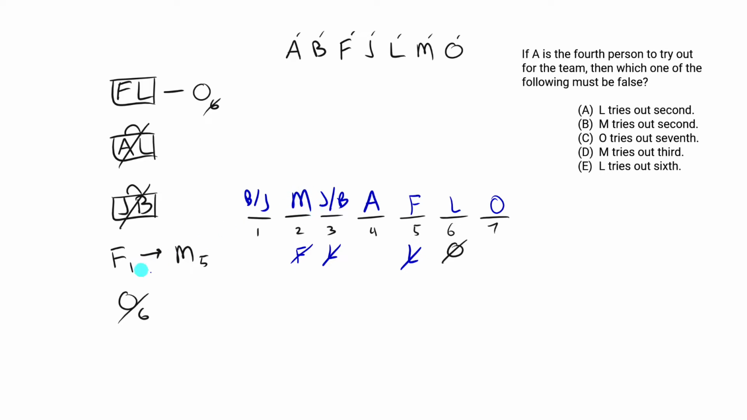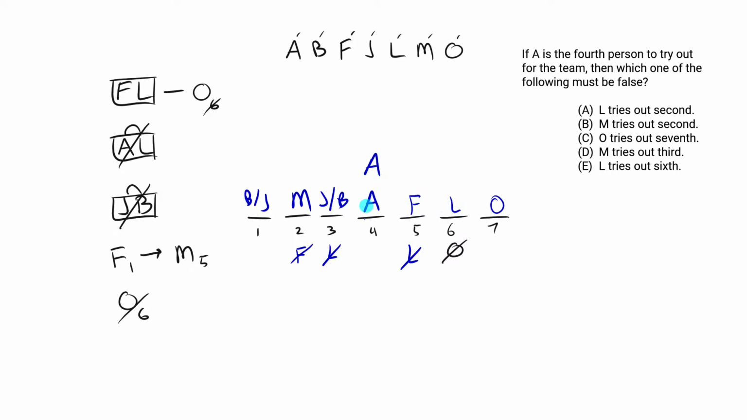And of course, that does not violate this conditional rule, because if F is in 1, then M is in 5. But if F is not in 1, then you don't have to worry about that rule. So this is one possibility for what would happen if A is in 4. This is where the FL is in 5, 6.